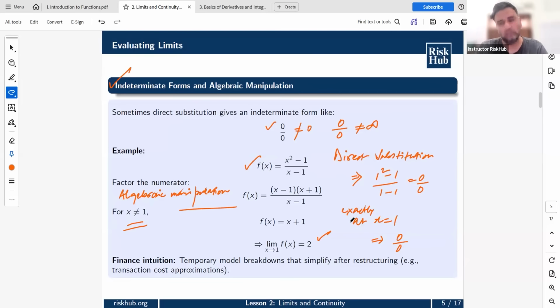If you think about the financial intuition, sometimes your financial models look unstable at first glance. Example, your transaction cost models. The initial formula may look very complicated or undefined at a point, but after simplification, the behavior becomes smooth. This happens frequently in your liquidity models, your microstructure models, and your option pricing approximations, which we need to understand. Something which can look very unstable at first go, if you simplify it, can become very easy to understand.